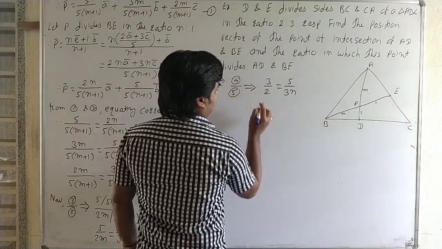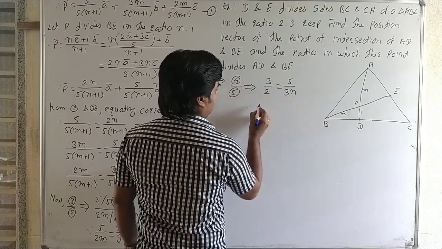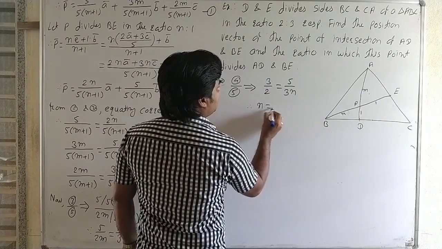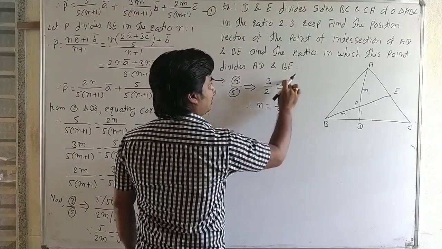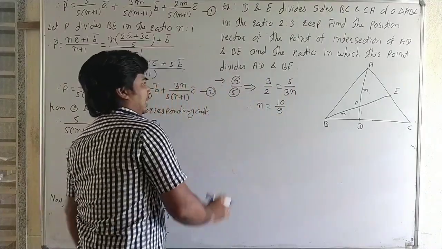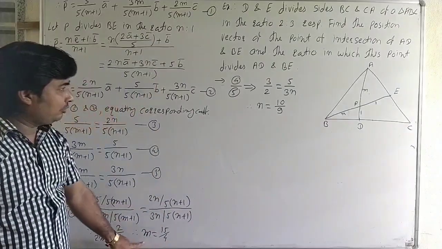Therefore, n, take this, the remaining two calculations here. n is equal to 10 upon 9. Then it is the value of n and it is the value of m.